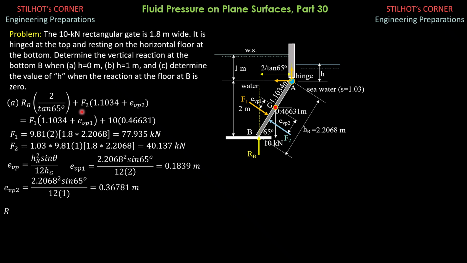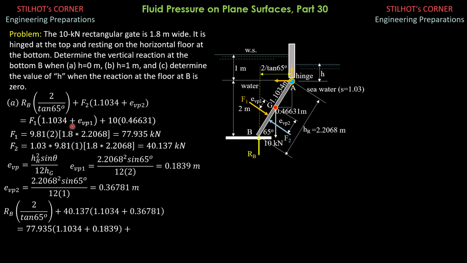Substitute into this equation: RB times 2 over tangent 65 plus 40.137 times quantity 1.1034 plus 0.36781 equals F1, 77.935, times quantity 1.1034 plus 0.1839, plus 4.6631. So we can now solve for RB. RB is equal to 49.26 kilonewtons.